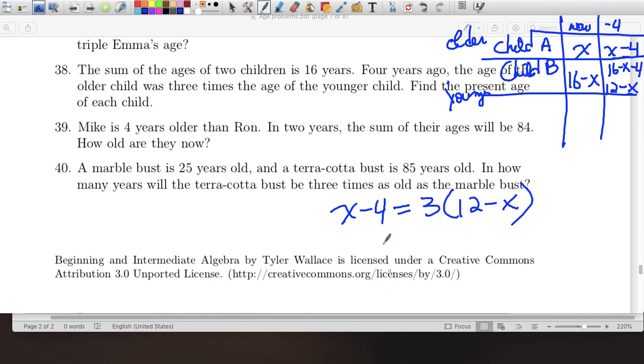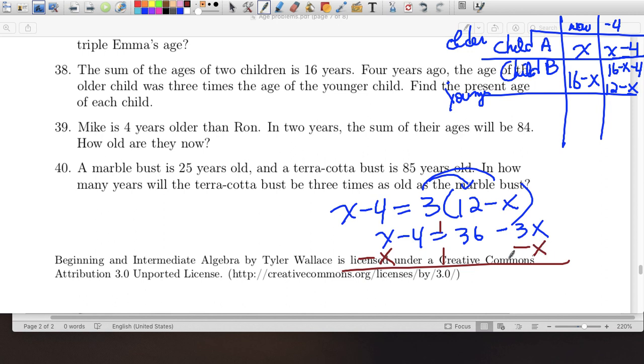Okay, so find the present age of each child. x minus 4 equals 36 minus 3x. Get rid of one of the variables. I don't care which; you'll notice that it's always the same no matter which you get rid of. So let's get rid of this one just for a change. Minus x, I have negative 4 equals 36 minus 4x. Whoops, not plus 36, minus 36.